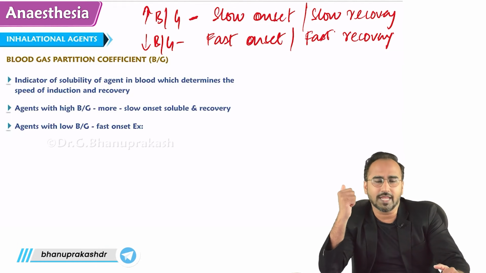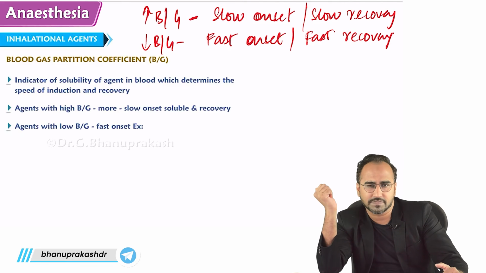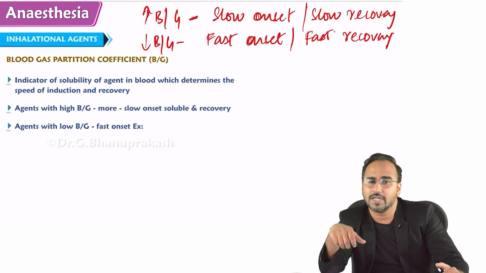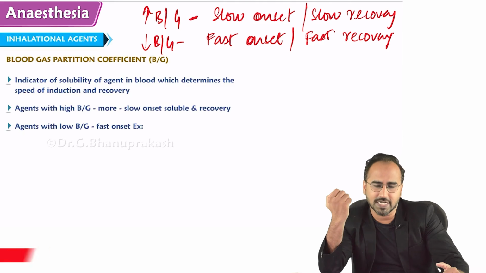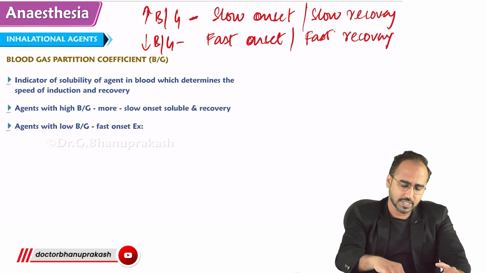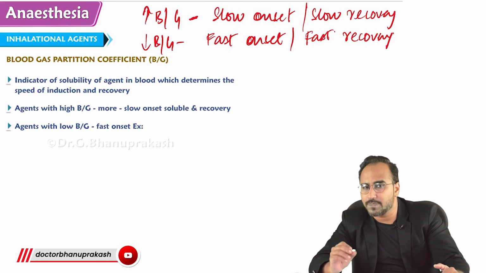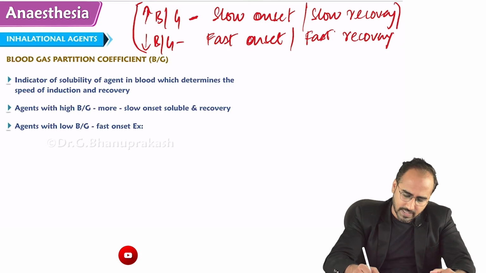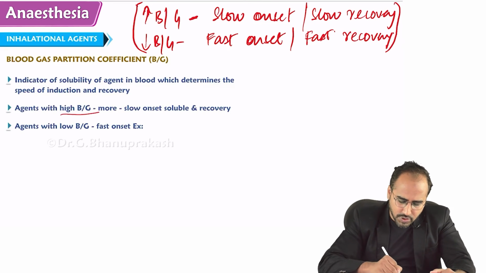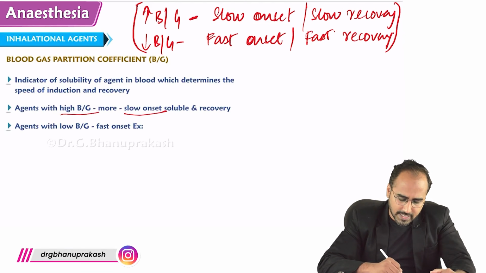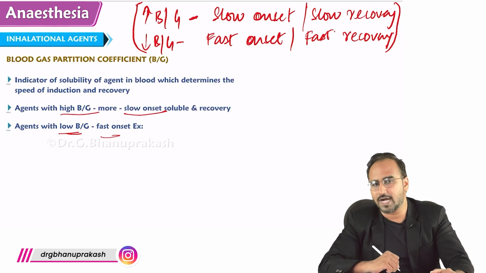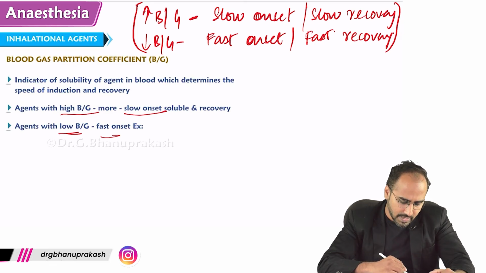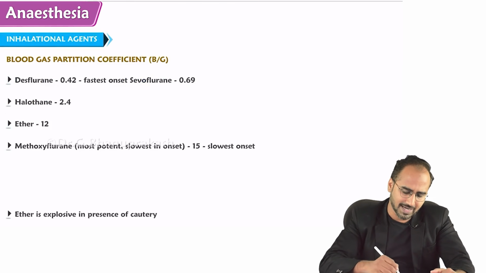So remember guys, inhalational agents having high blood gas coefficient will be slow onset, slow recovery. Inhalational agents which are having low blood gas coefficient will be fast onset and fast recovery. So remember, blood gas coefficient indicates the speed of onset and recovery. Agents with high blood gas coefficient will be slow onset. Agents with low blood gas coefficient will be fast onset. There are some values of blood gas coefficients given. We have to remember that.